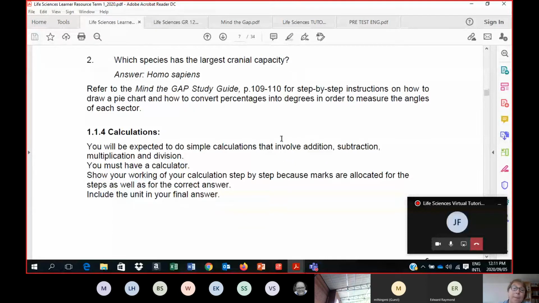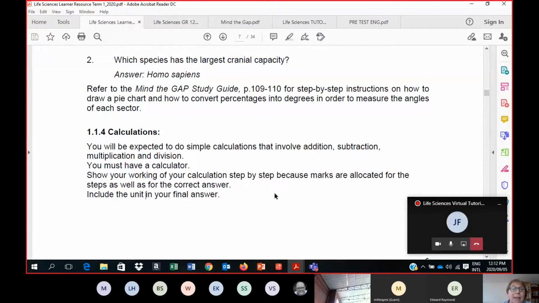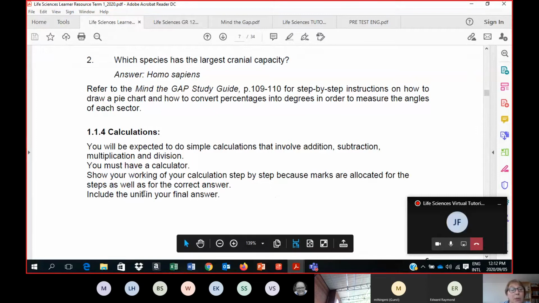Right. Then we go on to calculations. Now, remember, life sciences is a science, and so you do need to be able to do simple calculations. So you need to be able to, for example, work out an average. Very important when you do calculations, and I'm going to highlight it, you must include the unit in your answer as well. People often forget to put the unit. So they'll write, for example, if the answer is 30, it should actually be 30 cubic centimeters or 30 milliliters or whatever it is. So do remember to always put the unit in your answer.